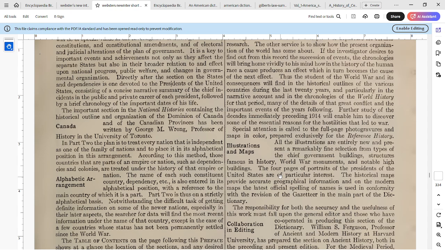The 4 pages of portraits of the presidents of the United States are of particular interest. The historical maps provide accurate geographical information, and on the modern maps, the latest official spelling of names is used in conformity with the revision of the gazetteer in the main part of the dictionary.